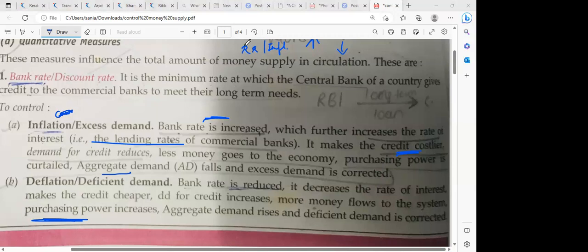Yes, ma'am. So now, four lines you left, you will write this. You will leave one more line, then you will write deflation, deficit demand, you will write this. Okay?